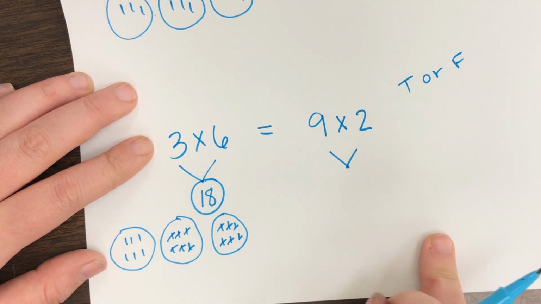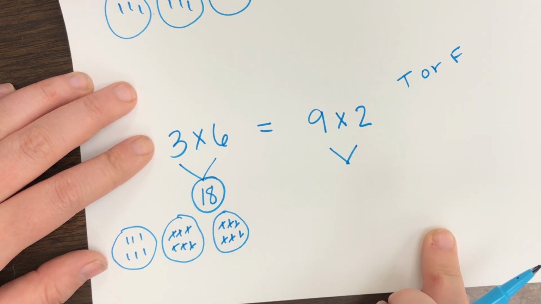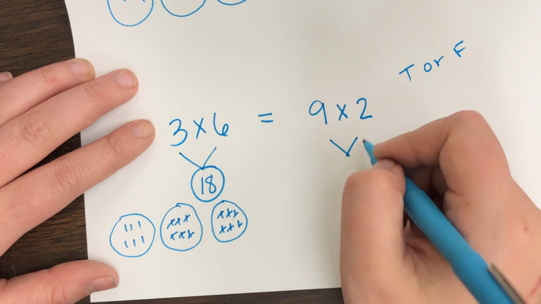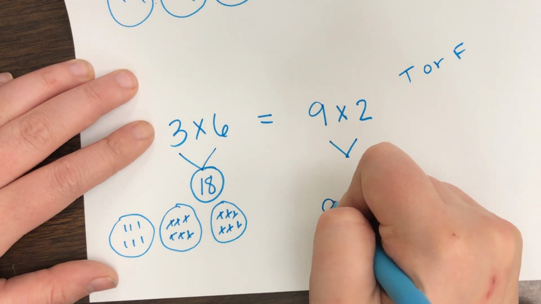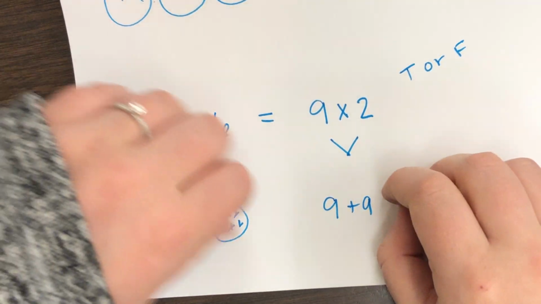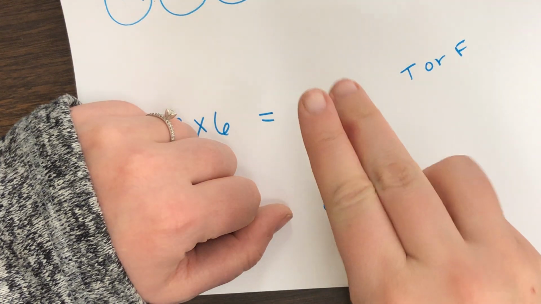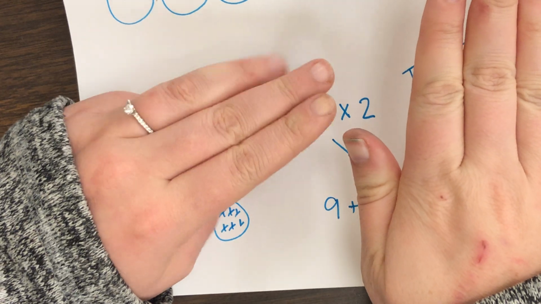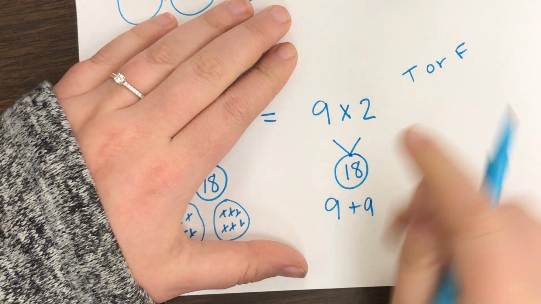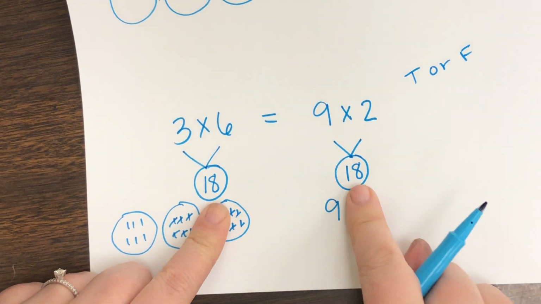You could do 9 groups of 2. You could skip count by 2 9 times. I'm going to do the double strategy because I know that I'm doing 9 2 times. So I'm just going to do 9 plus 9. And if I put 9 in my head and count up 9 more, 9, 10, 11, 12, 13, 14, 15, 16, 17, 18. So this also equals 18. Even though they're different multiplication problems, they both equal 18.